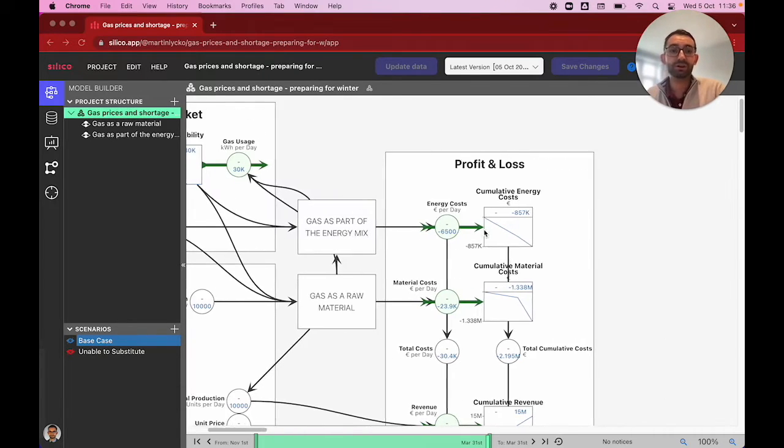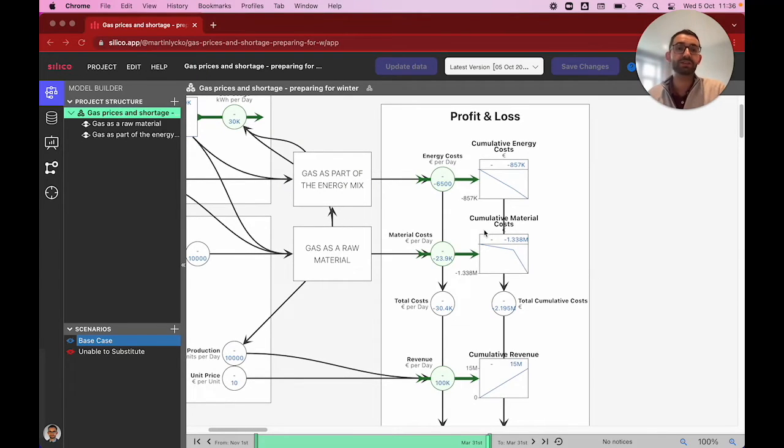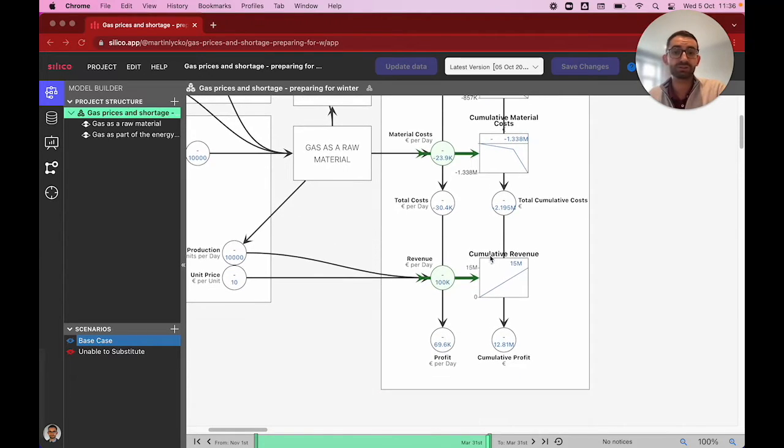And then we've got a profit and loss on the right here where we're just collecting the daily and cumulative energy costs, material costs, some total costs, and we're making some assumption of a unit price just to calculate a revenue figure on a daily and cumulative basis so that we also have a daily and cumulative profit. And these are the outcomes we're going to have a look at in a second on our interactive dashboards.